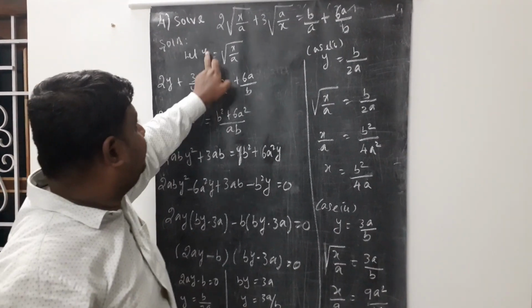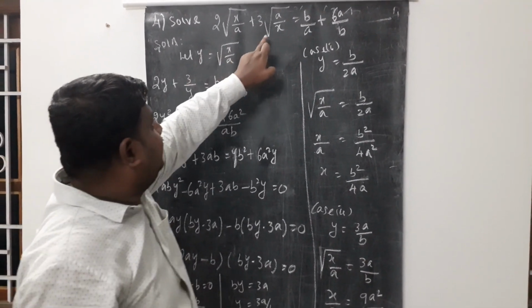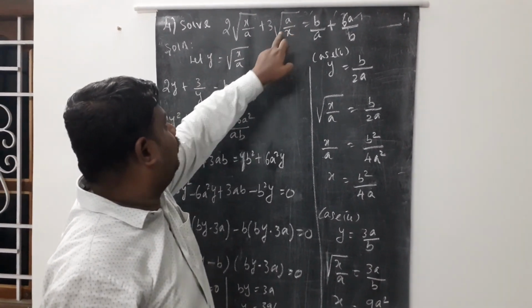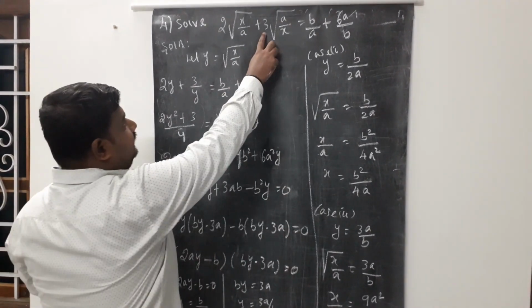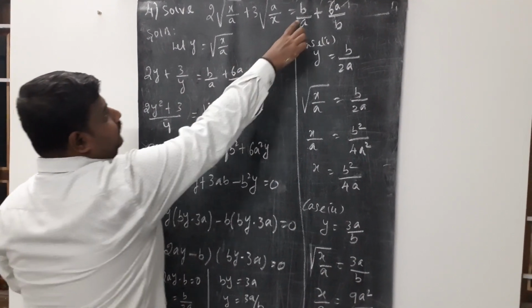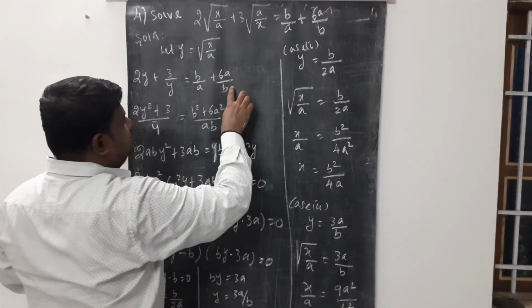Once again, I am taking y equal to square root of x by a. Here square root of a by x is the reciprocal, so it is 1 by y. Therefore you can write 2y plus 3 by y is equal to b by a plus 6a by b.